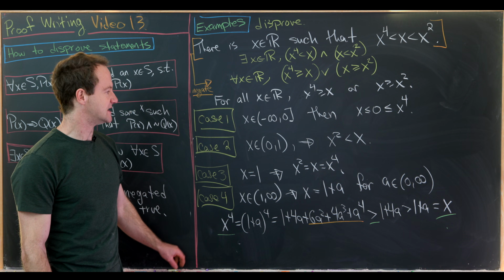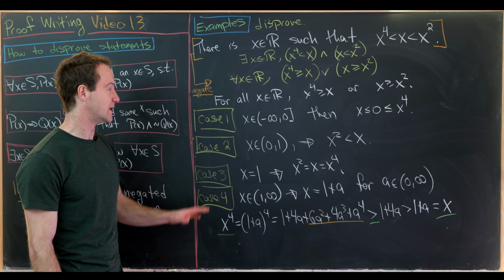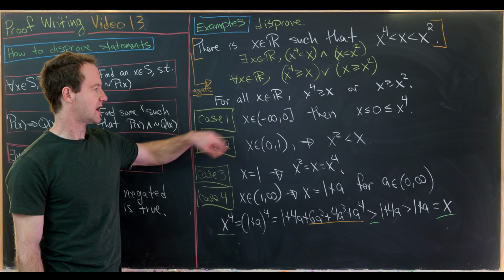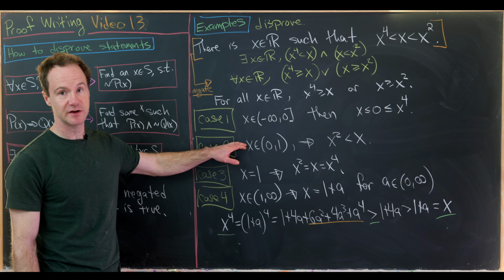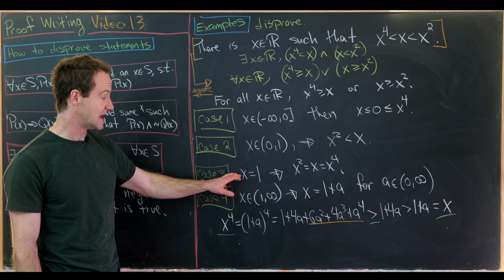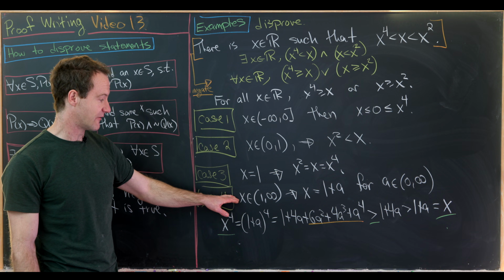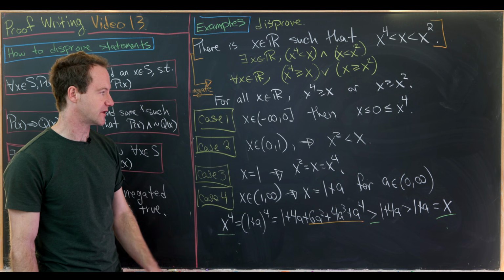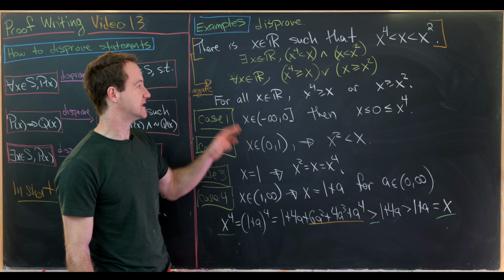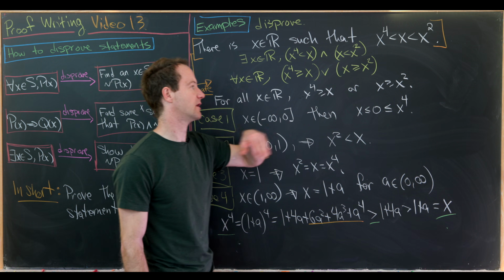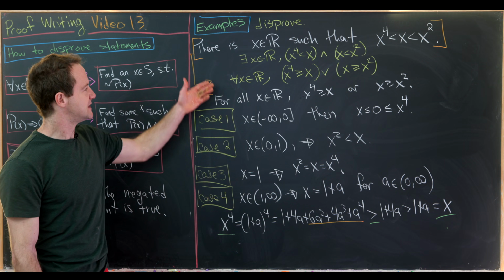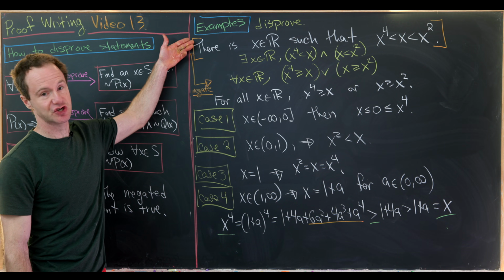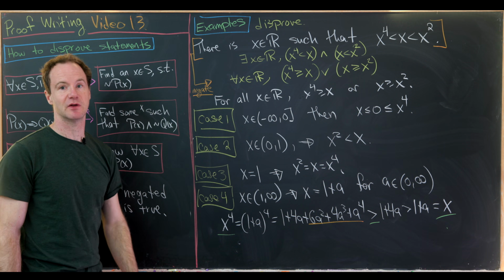Okay, so let's see. Have we covered all real numbers? We have. So we covered non-positive numbers here, everything on the open interval from 0 to 1 here, everything equal to 1 here, and everything on the open interval from 1 to infinity here. So that covers all real numbers. And in each of those cases, we either satisfied this inequality or this inequality. So that means we've proved the negation of our starting statement, which means our starting statement was false.